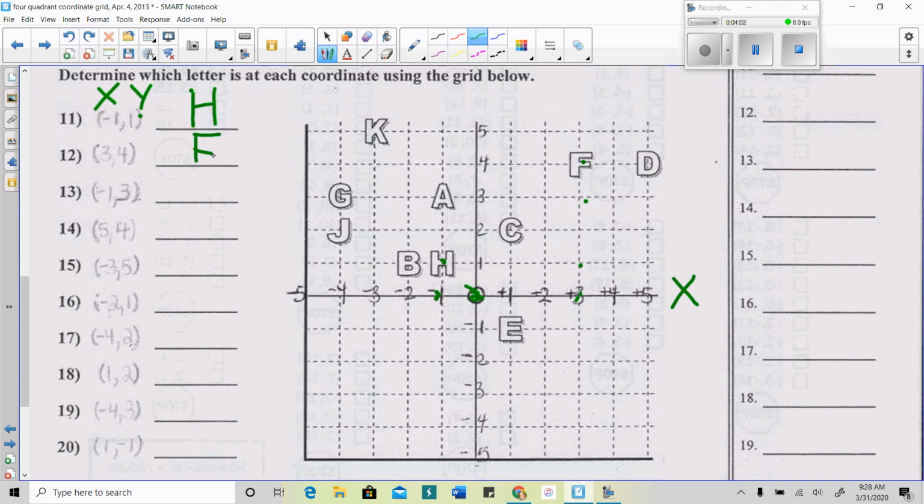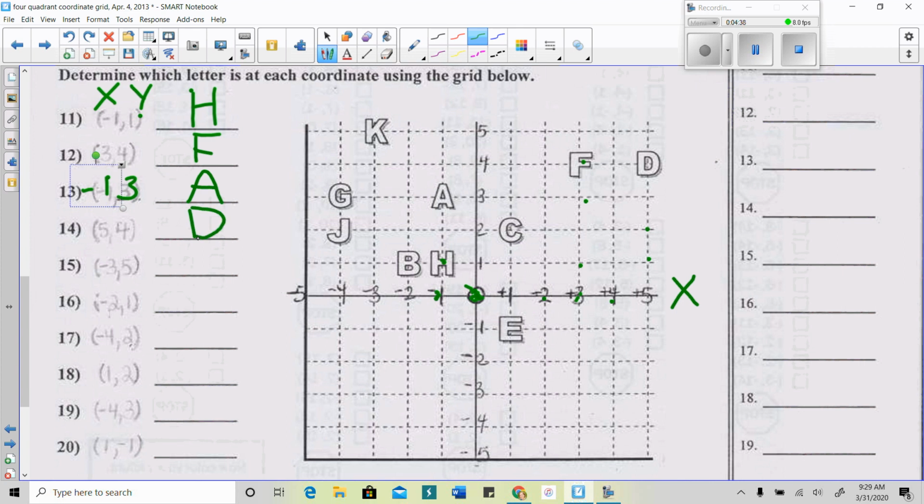Okay, now try plotting -1, 3. It's kind of hard to see there. So starting at 0, I'm going to go backwards 1 on the x-axis, and then I'm going to go up +3 on the y, or parallel to the y-axis. So 1, 2, 3. So I would land at letter A. Okay, next one, we're going to 5, 4. So I'm going to go to the right 5, 1, 2, 3, 4, 5. And then I'm going to go up 4, 1, 2, 3, 4. And I would land at letter D.